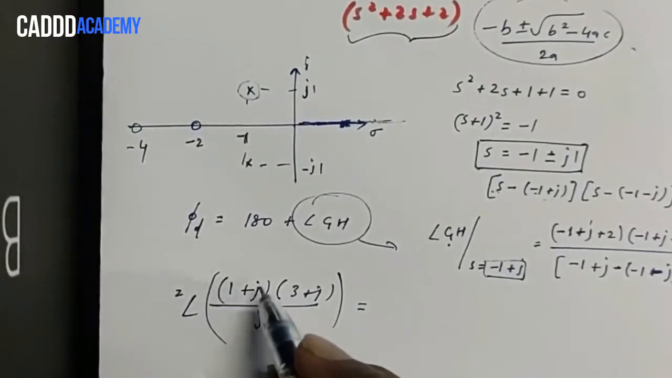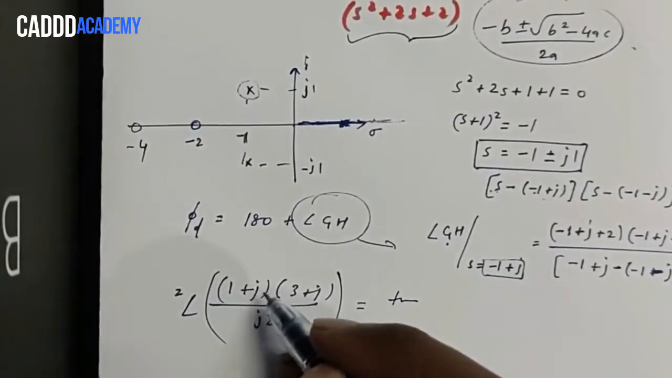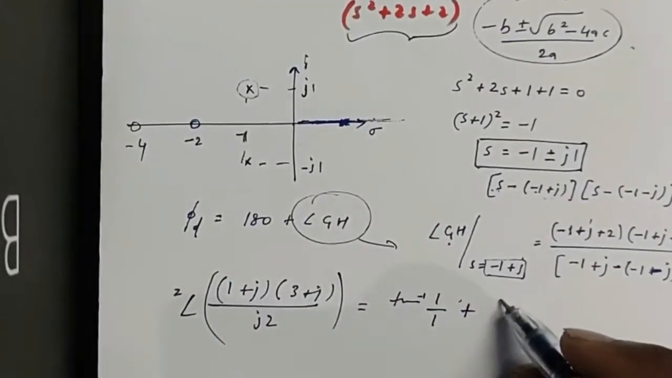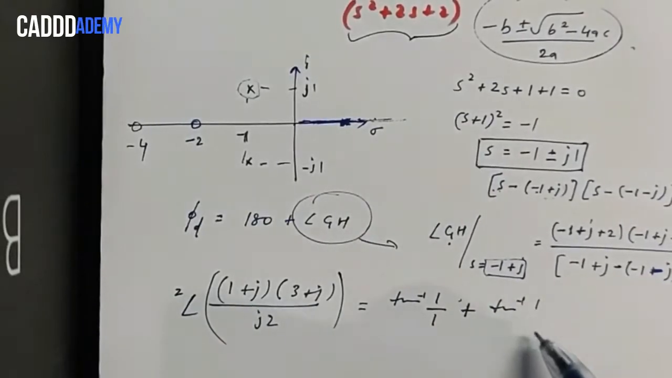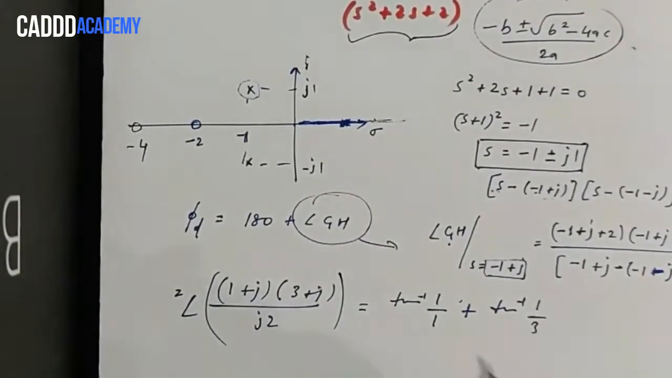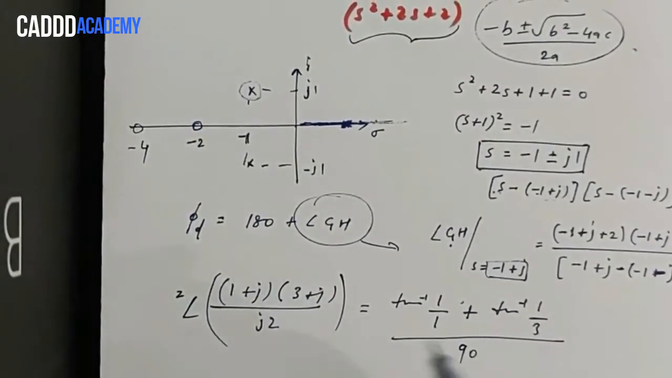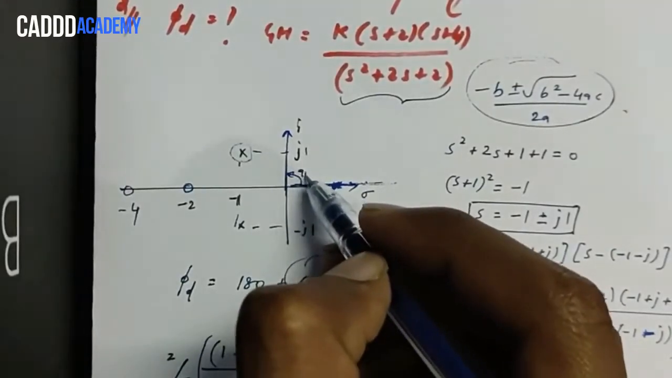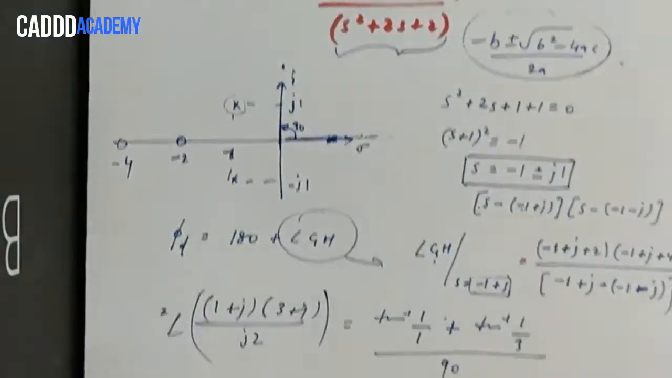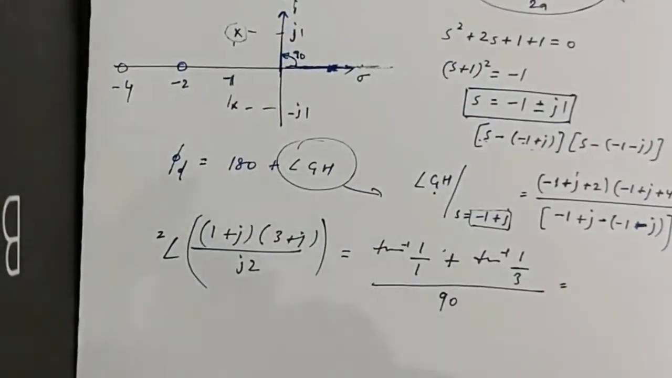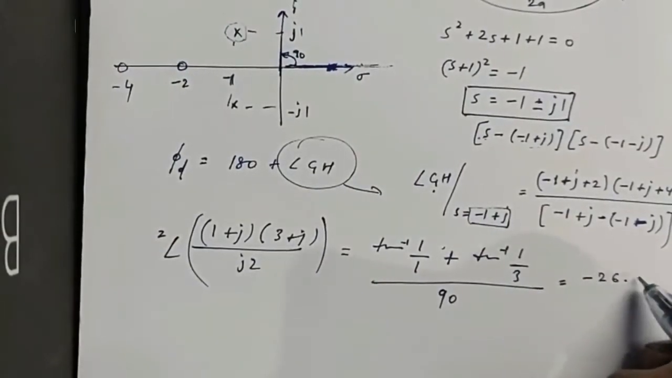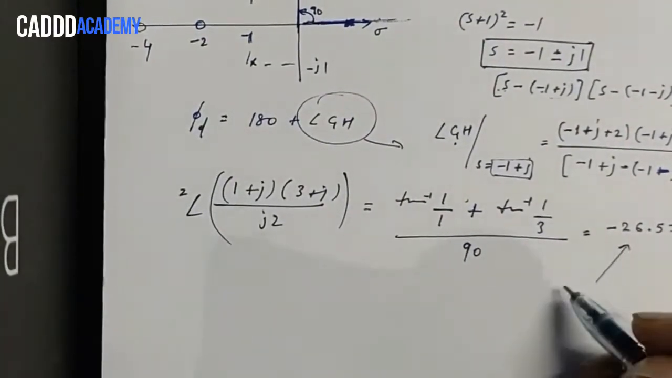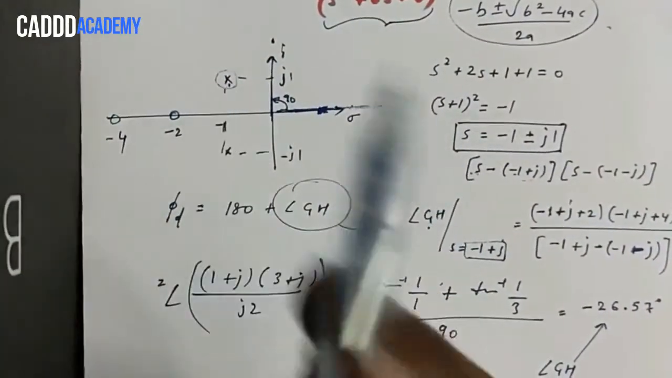So the angle of this thing is tan inverse of the imaginary term which is 1 and the real term which is 1, plus tan inverse of the imaginary term which is 1 and the real term which is 3, divided by 90, because j2 lies on the 90-degree line, so j2 will lie somewhere here, so this is 90 degrees only. So after solving this using the calculator, we will get 26.57 degrees. Okay, so this is the angle of the transfer function at this location.